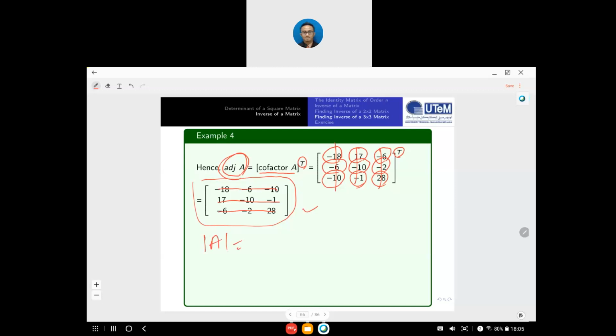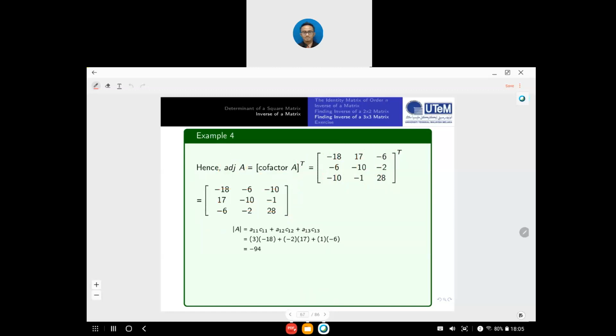After you get the transpose, you need to find the determinant. Determinant of matrix A equal to, saya ambil yang first row: A11 C11, A12 C12, A13 C13. Okay, ingat dia yang asal. Bukan yang kita ambil yang adjoint ni. Ambil yang matrix A. So 3 times negative 18, negative 2 times 17, 1 times negative 6. So you can get negative 94.